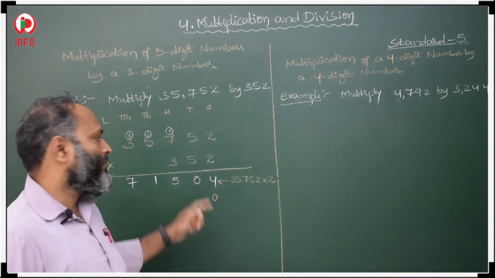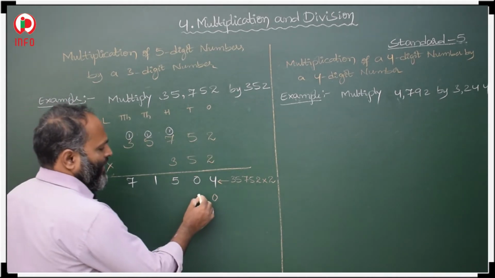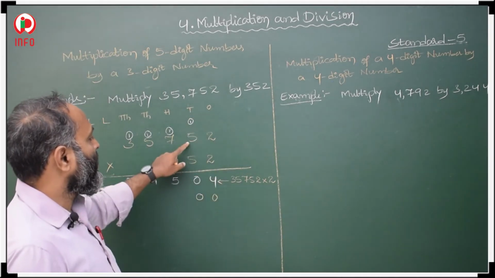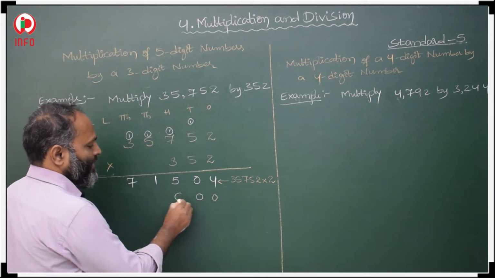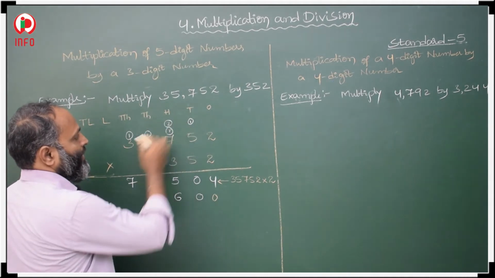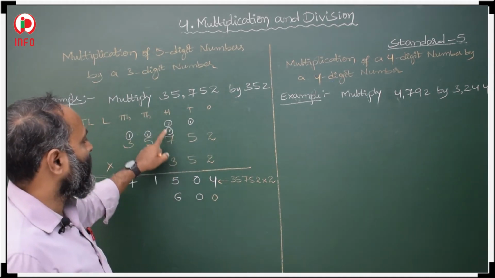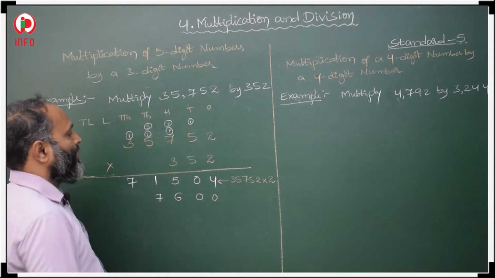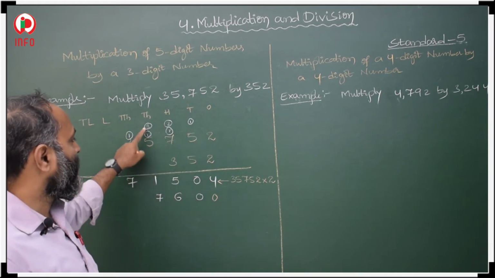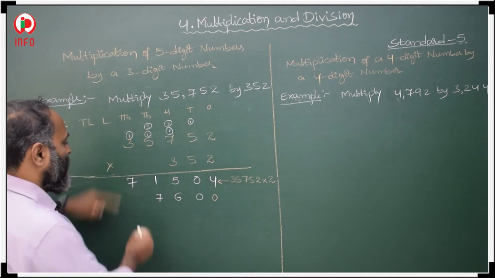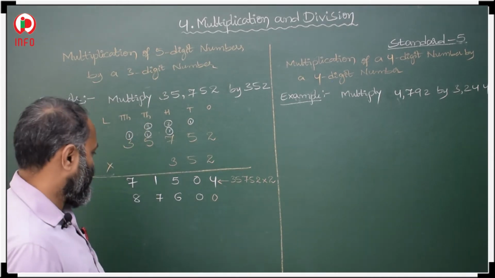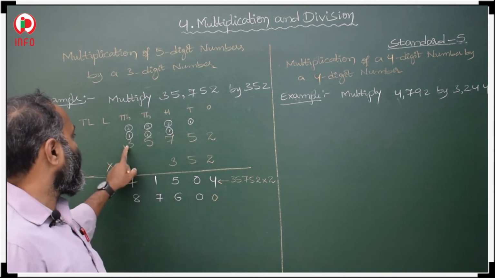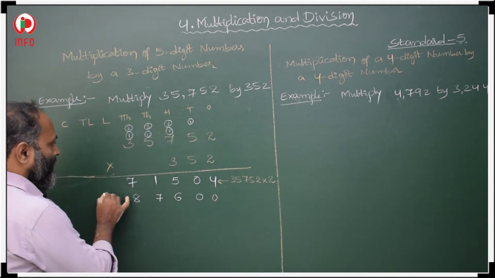Now start multiplication with 5. 5 2s are 10. 10 means 0 in tens place and 1 carried. 5 5s are 25. 25 plus 1 is 26. 6 in hundreds and 2 carried. 5 7s are 35. 35 plus 2 is 37. 7 in 1000 and 3 also in 1000. 5 5s are 25. 25 plus 3 is 28. 8 is in the 10,000s place and 2 carried. 5 3s are 15. 15 plus 2 is 17. That complete number we have to write.